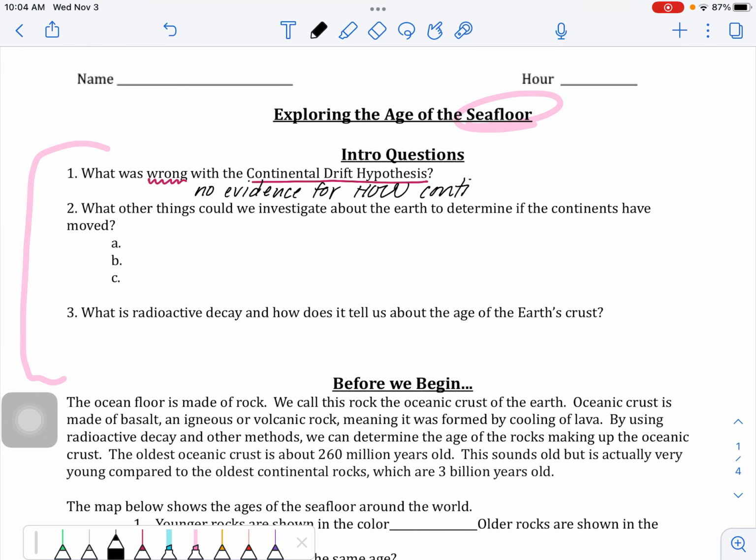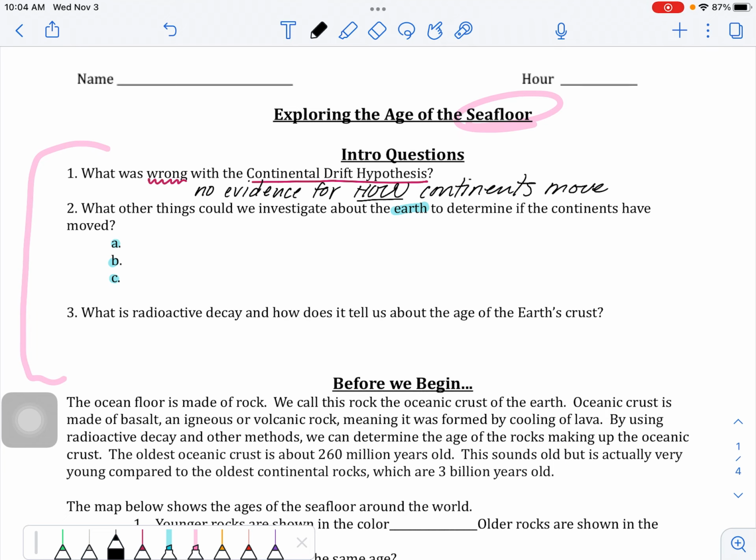So when we think about that, that's really our question moving forward: how do the continents move? We have great evidence showing they were connected, but we don't have the way that they moved right now. So that's what you're thinking about here. What other things could we look at on Earth to determine if and how the continents moved? What other land masses, features, details, what else would we want to know?